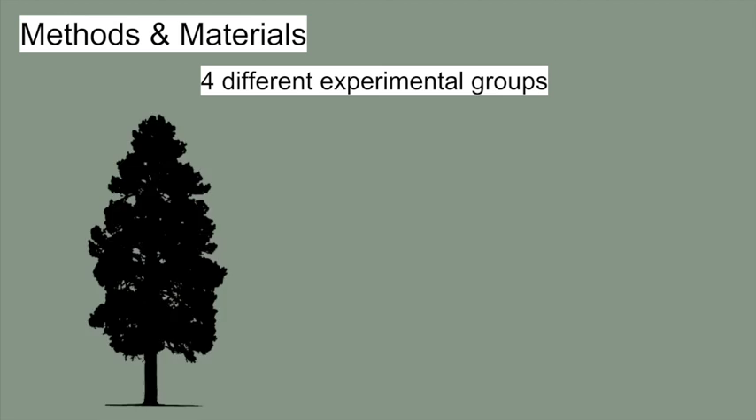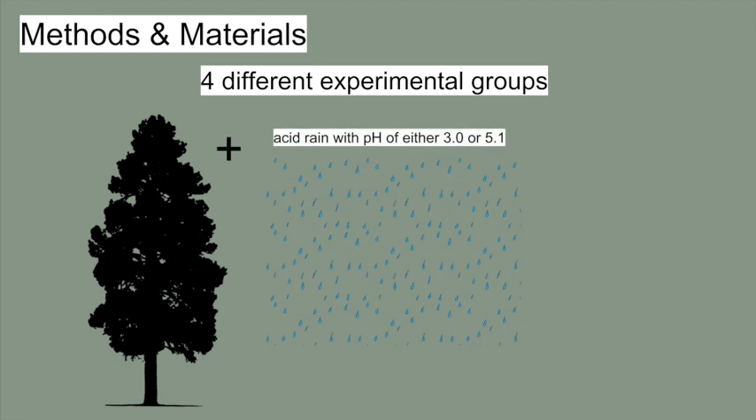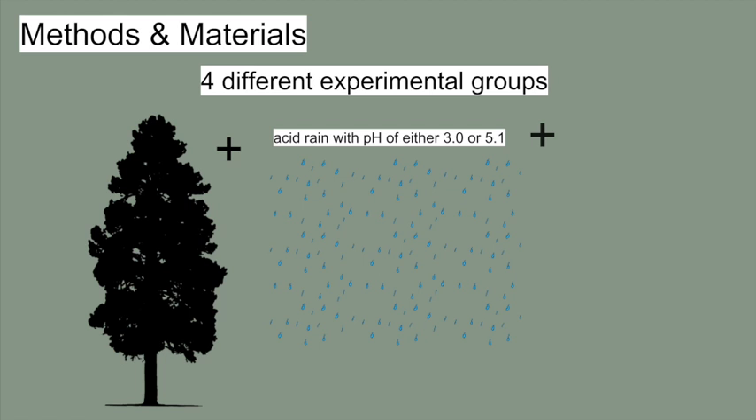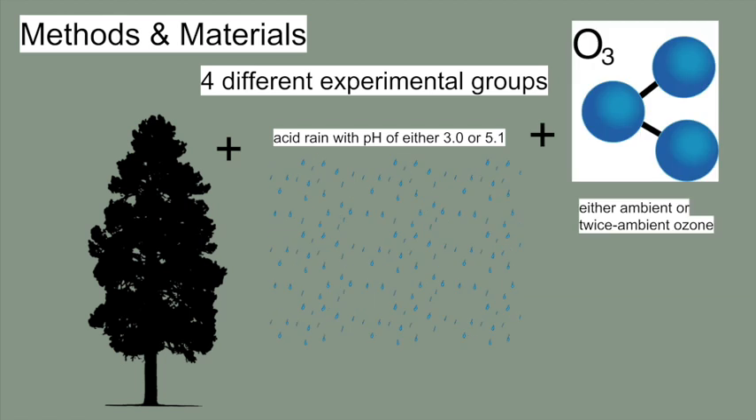The researchers conducted an experiment consisting of 4 main treatment groups. Each group had a different combination of acid rain pH levels and ozone levels. All 4 of the experimental groups consisted of one pine tree, which was then treated with acid rain with a pH of either 3.0 or 5.1, and either an ambient ozone or twice ambient ozone level. Twice ambient simply meant that the ozone level was more concentrated or elevated. So there were basically 4 different combinations of acid rain and ozone levels.